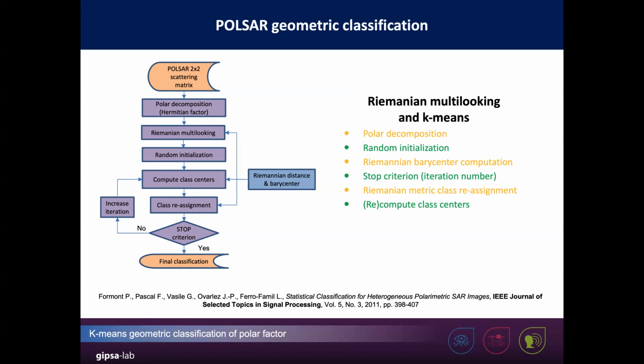We start with a random initialization, and then we compute the class centers using also the Riemannian barycenter, and we perform the class reassignment by inspecting all the pixels and comparing them with respect to the class centers using the Riemannian distance, and we assign the pixel to the class with a minimum distance. And then if we reach the stop criterion, we have obtained our final classification. If not, we increase the number of iterations.